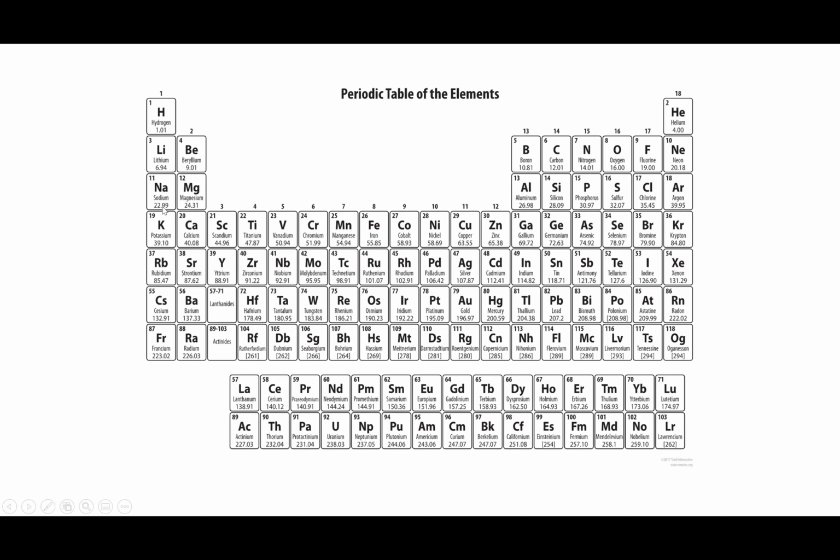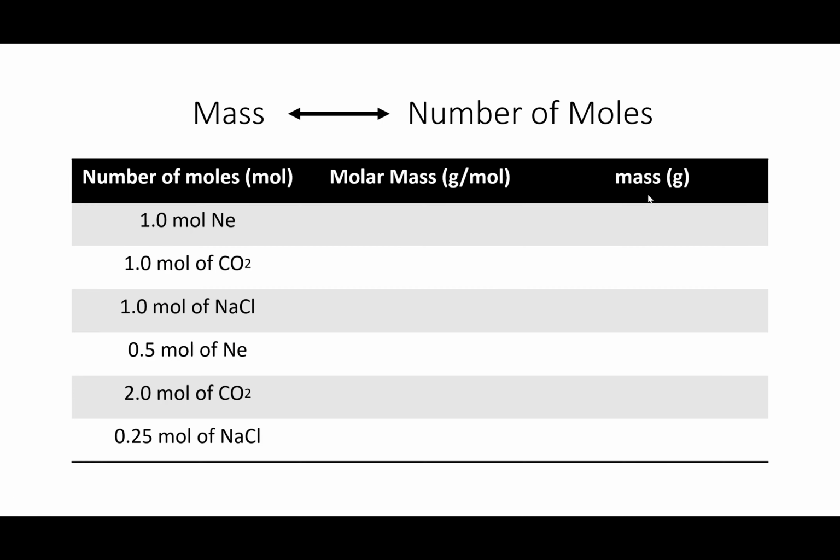So if I have sodium chloride, the molar mass of sodium is 22.99. The molar mass of chlorine is 35.45. So what I'm going to need to do to find the mass of 1 mole of sodium chloride, or NaCl, is add these 2 together. So if you refer to a periodic table while we look through this, it could help.